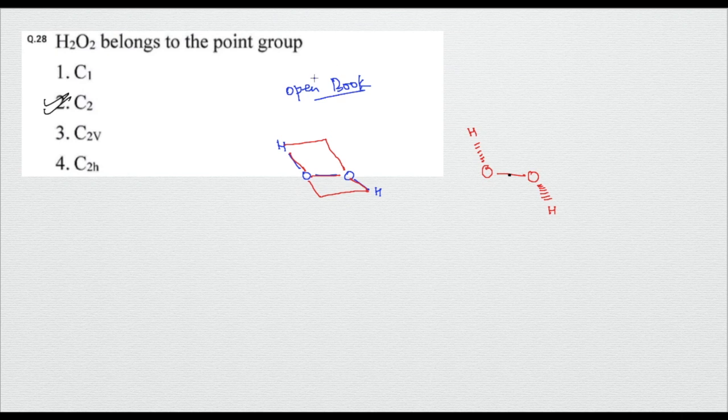If it were cis H2O2, in that case C2V would be the point group, and if it were trans, then C2H would be the answer. But since cis and trans is not mentioned, in that case you just have to take the general H2O2 molecule structure, that is the open book structure, and it has a C2 axis of symmetry, that's all. So the elements of symmetry over here will be only identity and the C2 axis, that's it. So in that case the point group comes out to be C2. Alright, let's go to the next question then.